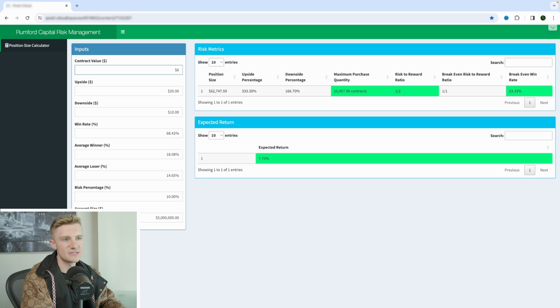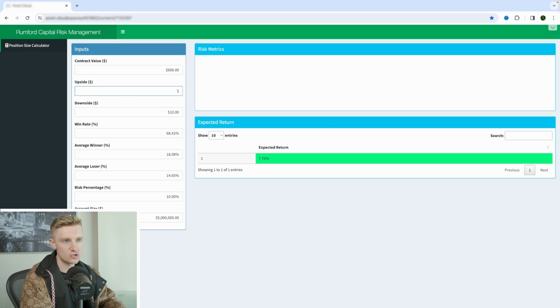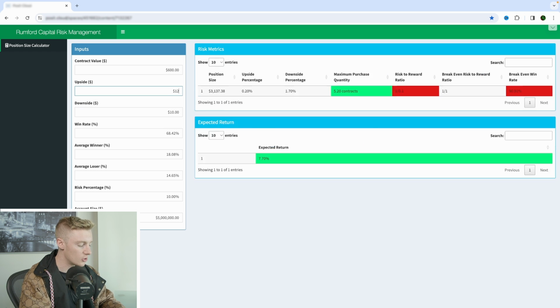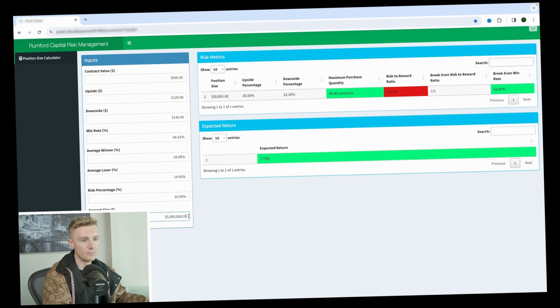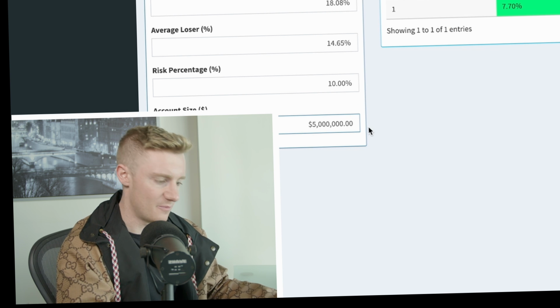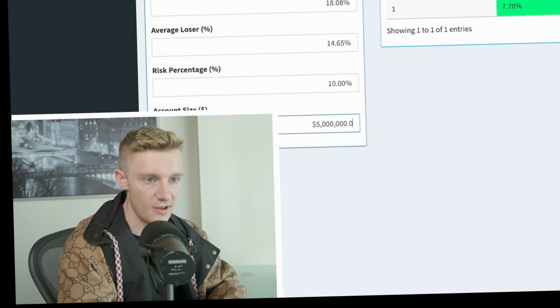Now let's say I go to put on a position where the contracts cost $600. I set my take profit. I run this trade through the Analyze tab on my trading platform. My upside is going to be $120 and my downside is going to be, say, $140. Now, even though this is a position that I could put on, okay, and again, I by mistake had one extra zero down here. So 500,000, not 5 million.